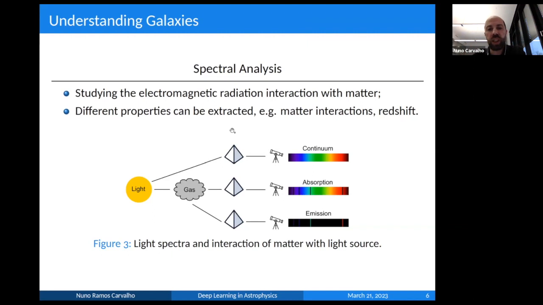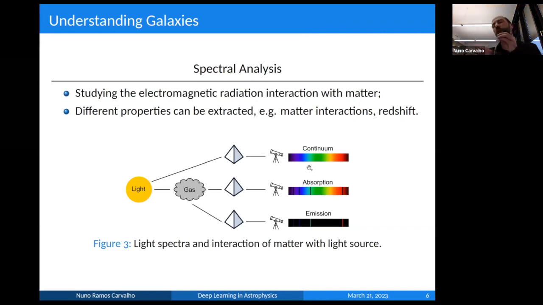Just to illustrate this phenomenon, we have here a light source that we put through a prism, and then we can see all the different wavelengths, the continuum of the light. This is the effect that you get, for example, when you look at a rainbow.